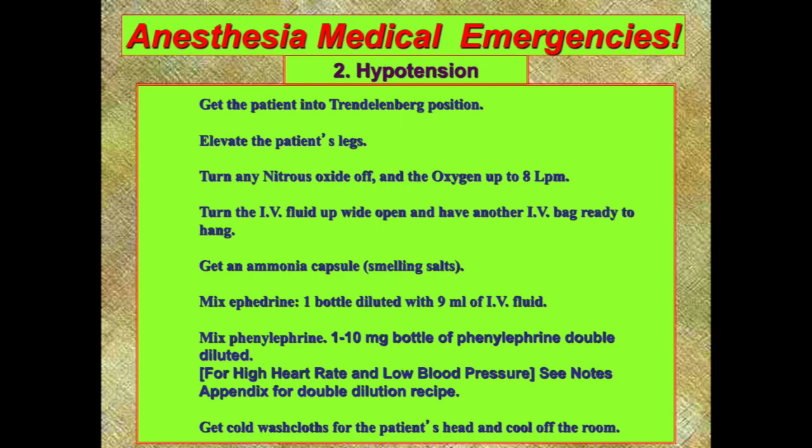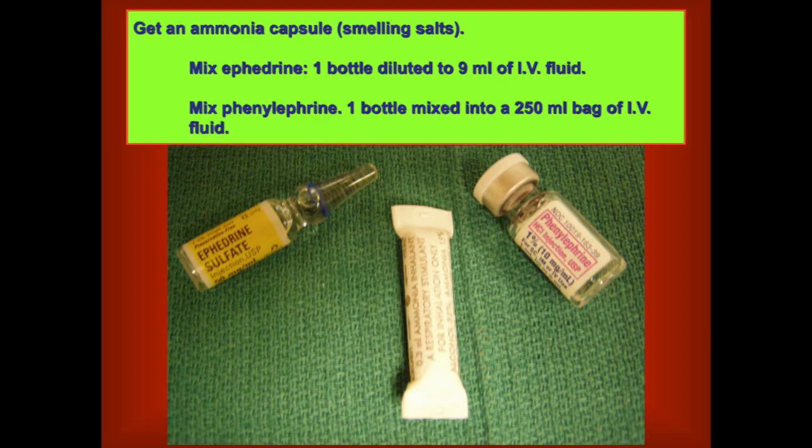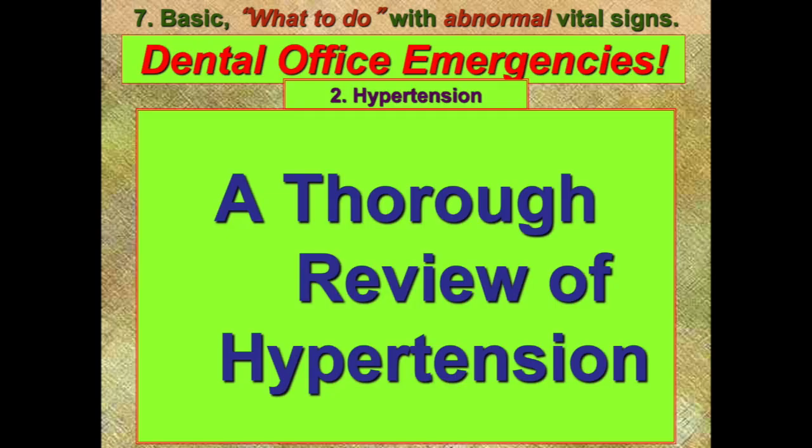We're going to either use ephedrine or phenylephrine depending on the blood pressure's drop and then if there's a need to be a boost in heart rate or not. And then cold washcloths for the patient. So here we are elevating the legs over the head, and there's the drugs that we would give to a patient: ephedrine, inhaled ammonia, or phenylephrine. Some of those drugs are single diluted. One of the drugs is double diluted. It comes too potent.